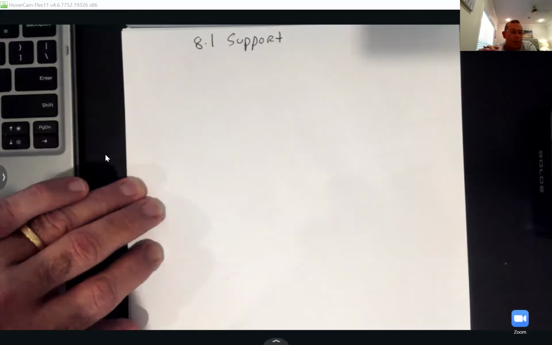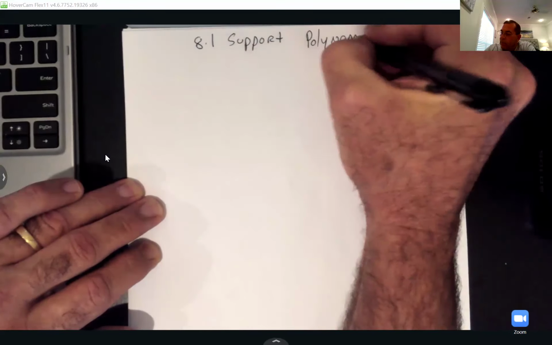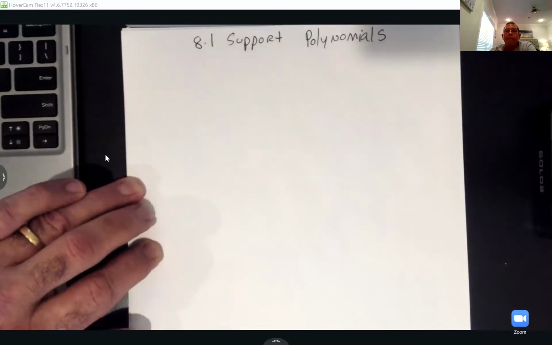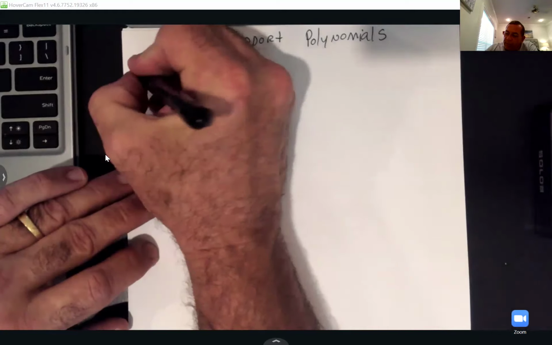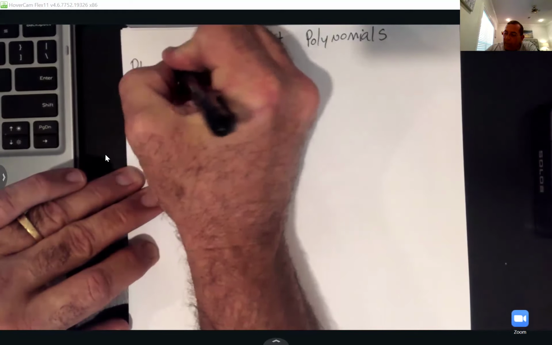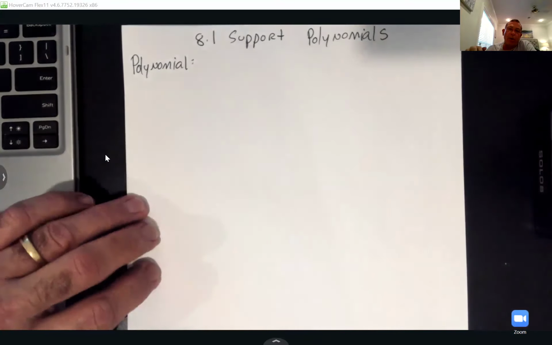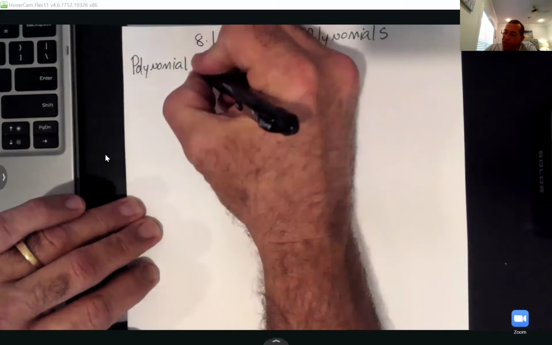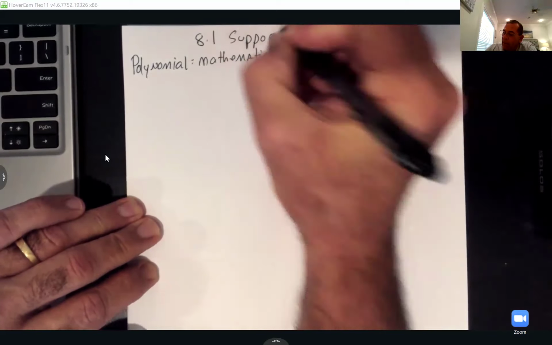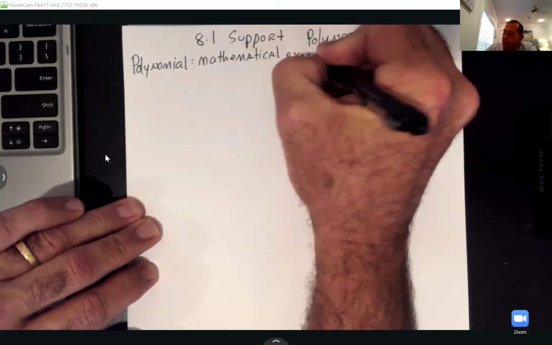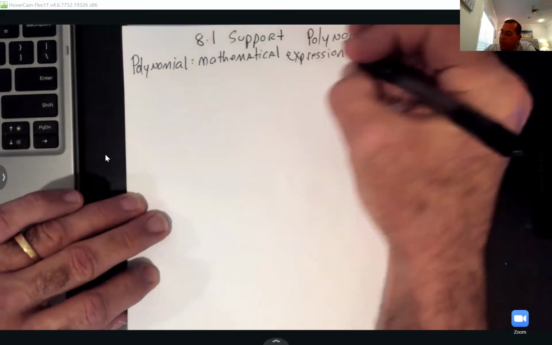And this mainly deals with polynomials. All right, so the first thing, what is a polynomial? So y'all, for us, a polynomial is a mathematical expression that contains one or more terms.